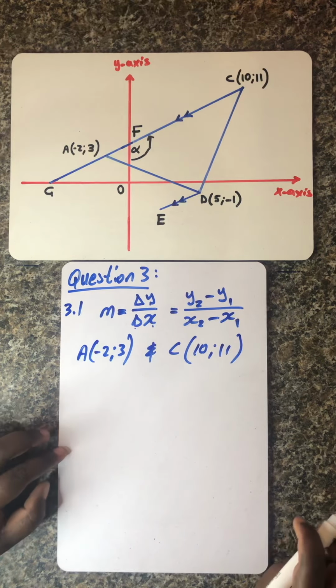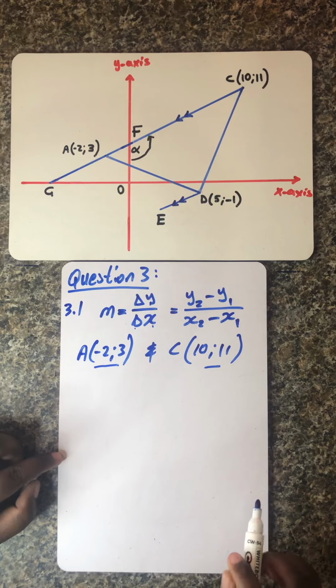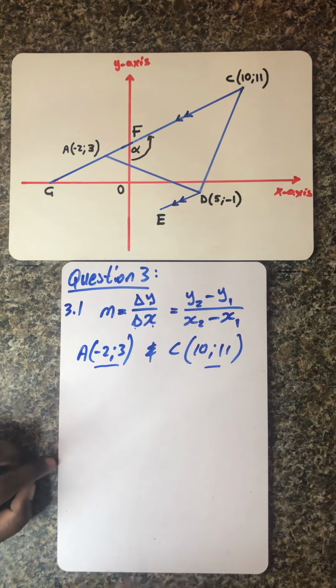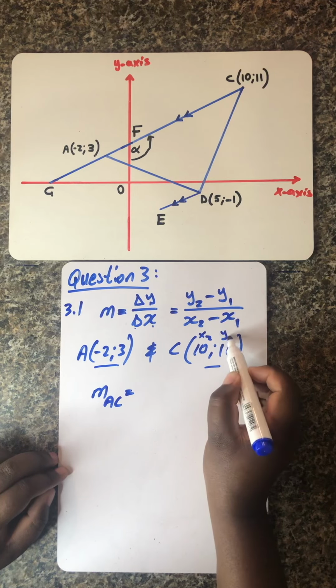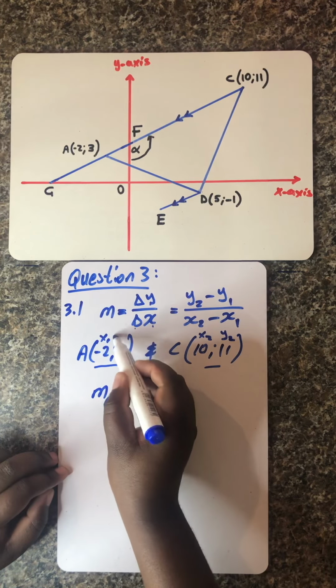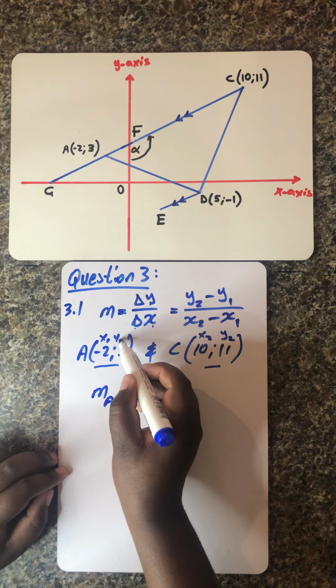Okay, it doesn't really matter if you refer to this as the second values, or this as the second values. What matters the most is the correct substitution. Okay, ladies and gentlemen, very, very much important that you understand this part. Okay, so let's now substitute. So that means m, which is the gradient of AC, it's going to be equals to, let's take this as x2, y2, this is x1, and this is y1.